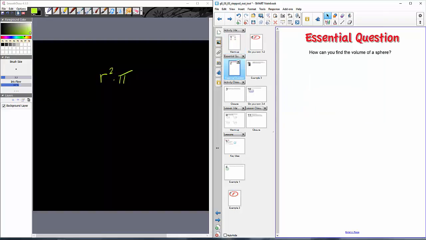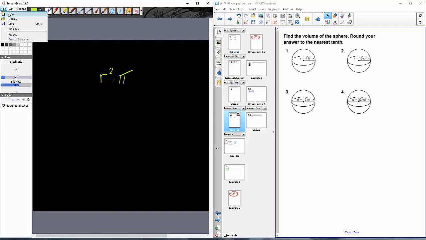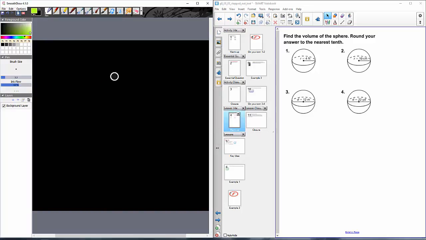So again, how can you find the volume of a sphere? And what we're going to do here is first of all figure out what the formula for the volume of a sphere actually is. Now volume, of course, has three dimensions. It's not just your area, it also has your height there, right? So I have a circle. My formula is 4 over 3 times pi times radius cubed. So kind of a lot there.